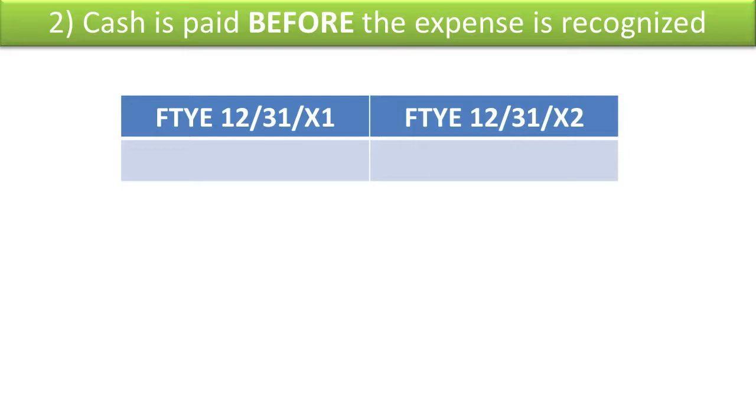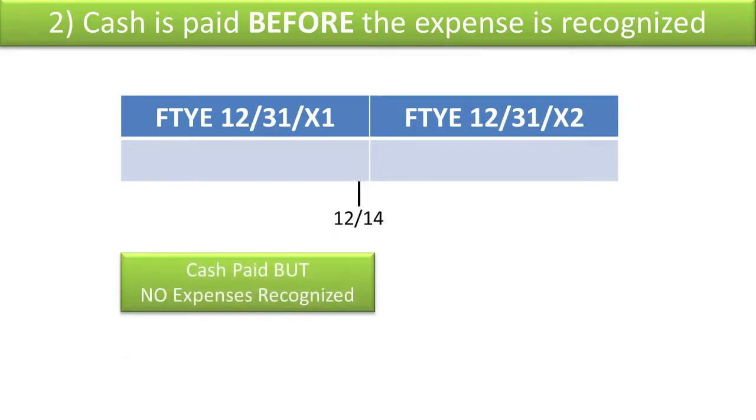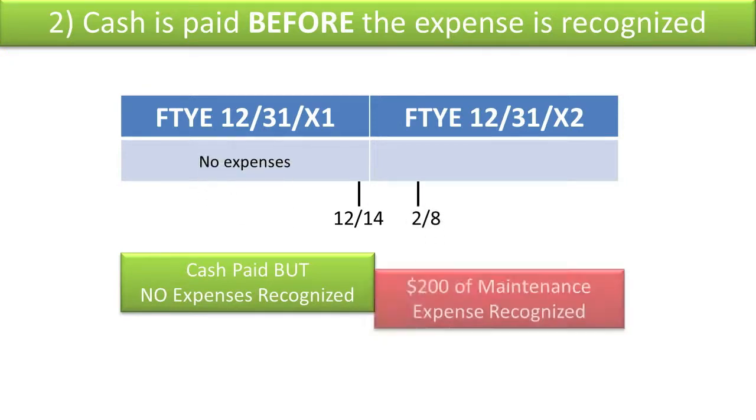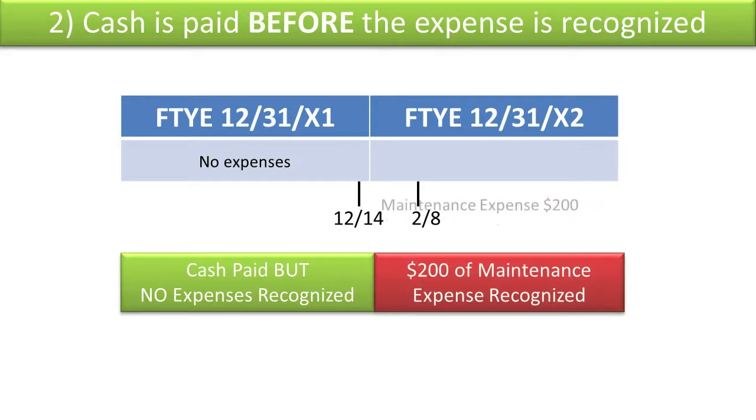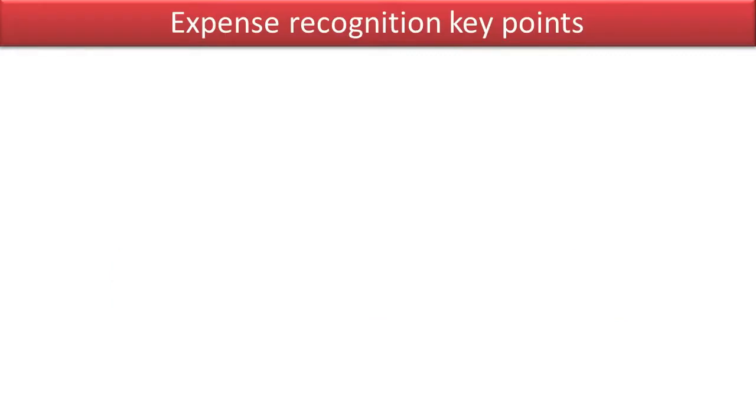Let's look at the big picture and see what happened on the income statement. In X1, cash was paid, but no expenses were recognized. That's what should have happened. In X2, $200 of maintenance expense was recognized. Did we handle that properly according to the matching principle? Yes, we did. Here are some expense recognition key points to keep in mind.